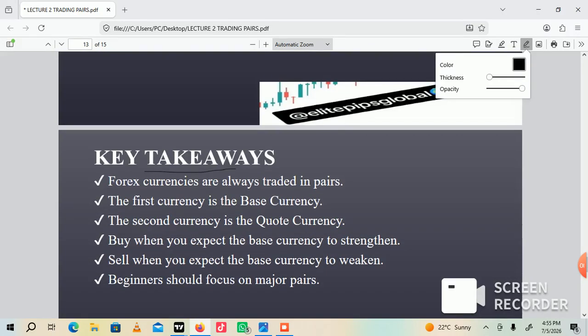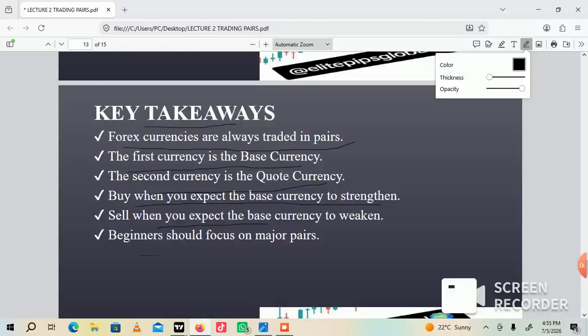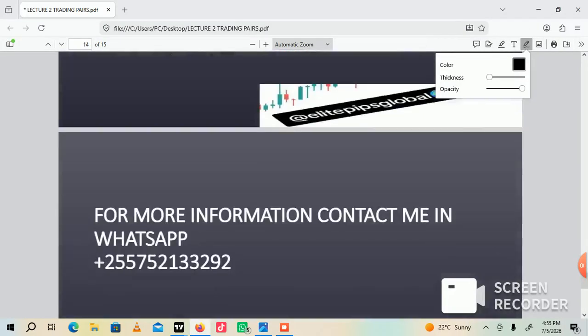Now we come to the key takeaways. Forex currencies are always traded in pairs. The first currency is the base currency. The second currency is the quote currency. Buy when you expect the base currency to be strong, and sell when you expect the base currency to be weak. Beginners should focus on major pairs.